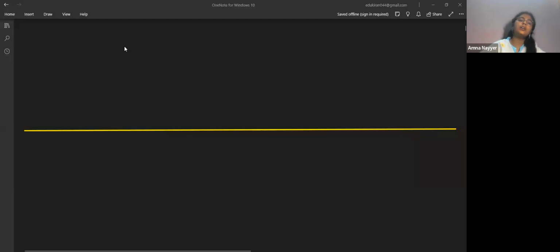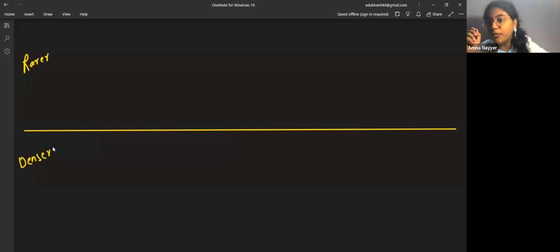See class, now the next topic, that is total internal reflection. First understand the part, then we'll read out the statements. See, let's say this is the rarer medium. This is the denser medium. Now, the first point that you have to keep in mind whenever we are talking about total internal reflection is that light is moving from denser to rarer.